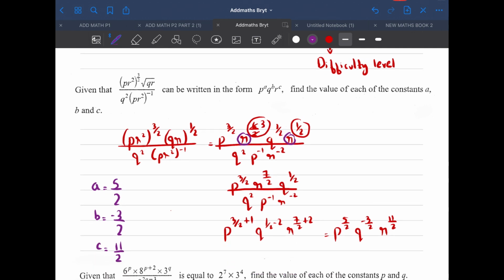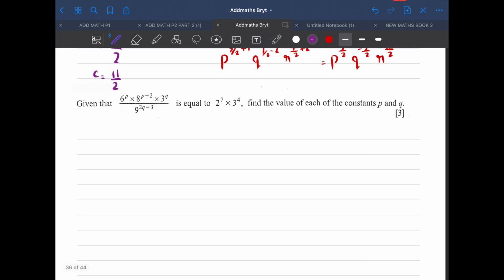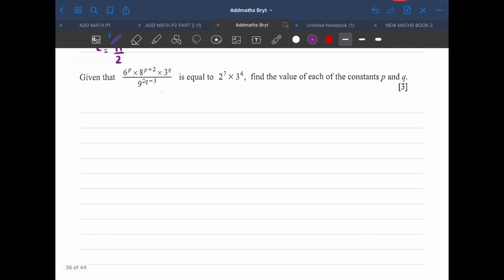Right, guys? Now let's do the next question. It says I'm supposed to equate this to 2 power 7 into 3 power 4. Okay, let's do that. 6 power p, can I write like this? 2 into 3 power p, yes or no? Into 8 power q, can I write 2 cube power q, yes or no? Multiply by 3 cube divided by 3 square. 9 power q, I can write 3 square.